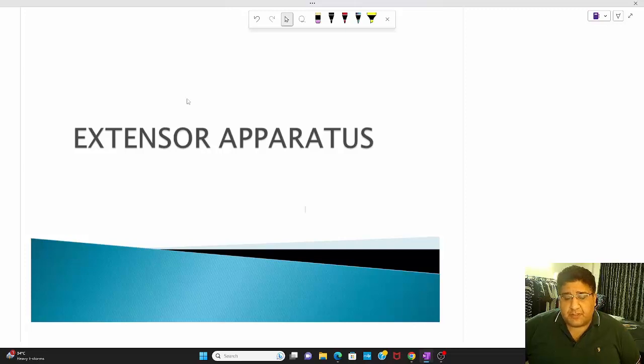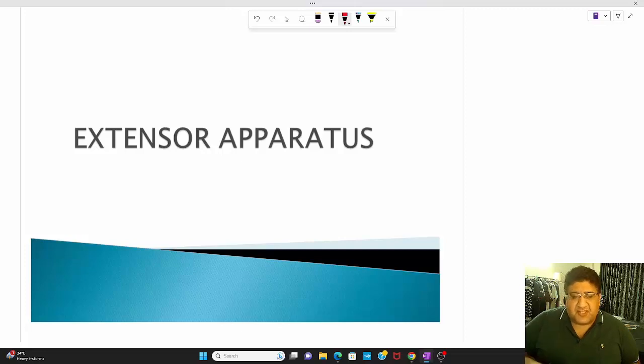Before I go further, I just want to tell you that as far as your theory exam is concerned, whether it's MS or DNB, having the knowledge of this basic anatomy is very important because not only can it be asked directly in the theory, but it can also be a very important practical question. We will now be talking about the extensor apparatus. It has been one of the previously asked questions in your orthopedics PG theory exams.